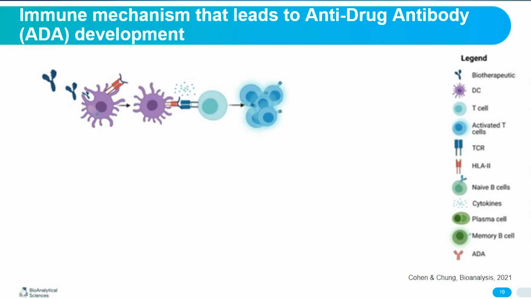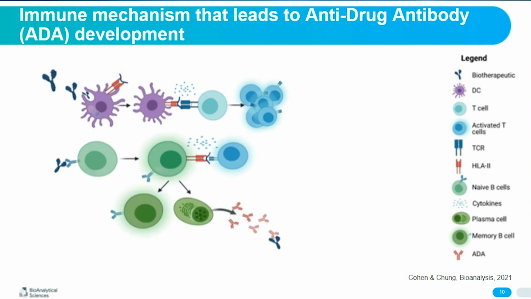If there is a T cell that recognizes this complex of HLA class II and a peptide, this T cell can become activated, differentiate, and proliferate, and later on interact with a B cell. The B cells, for their part, can also take up the biotherapeutic, process it, and present it on the HLA class II to this activated T cell. This interaction of T cell and B cell may lead to differentiation of the B cell into a memory cell or a plasma cell that will secrete those anti-drug antibodies.